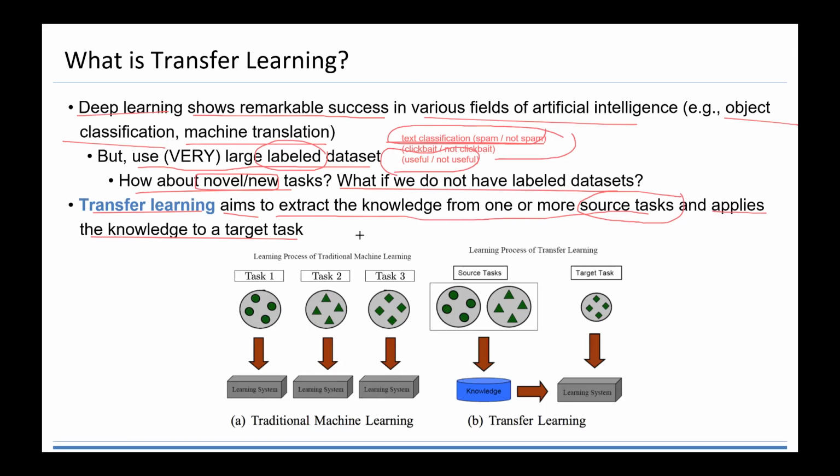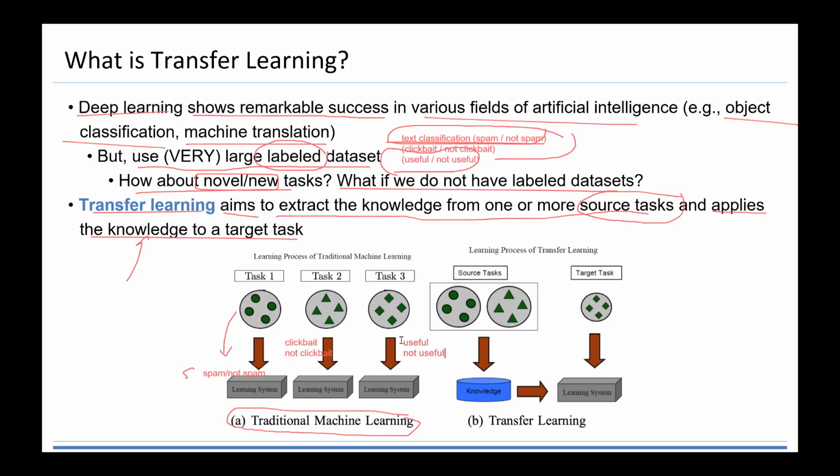And we want to apply transfer learning to get the knowledge. It means, if you have traditional machine learning, maybe the text classification here is to check spam or not spam. And then there will be another model to check whether it is clickbait or not clickbait. And you will have another task, so you will develop your own model, whether the model can detect whether the text is useful or not useful.